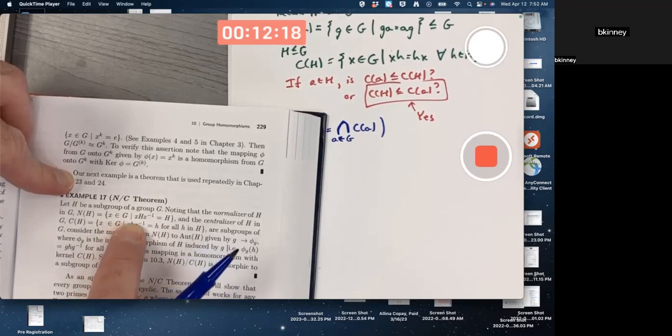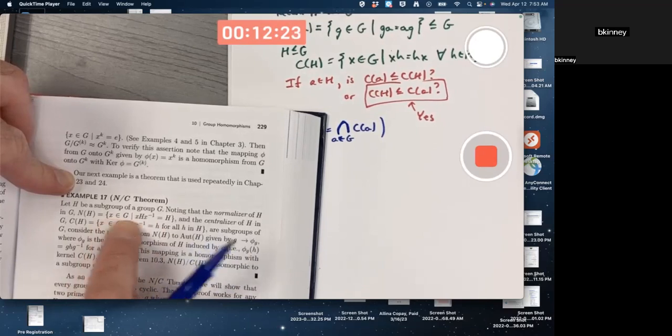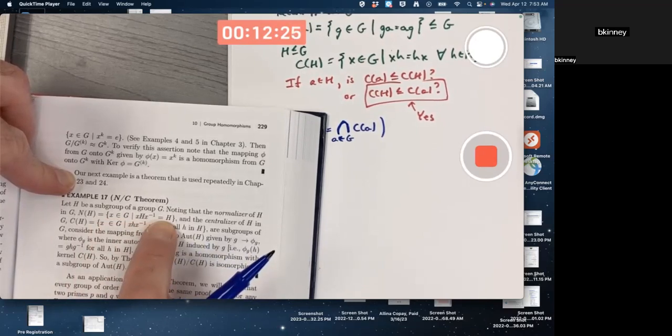But this is not necessarily saying H is normal in G. It's the set of everything in G where that's true. But that might not be everything in G. H might not be normal in G. So this may not be true for every X in G, but it's true for some subset of X's.